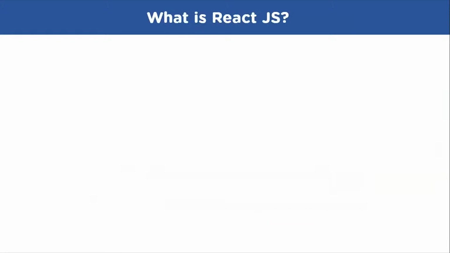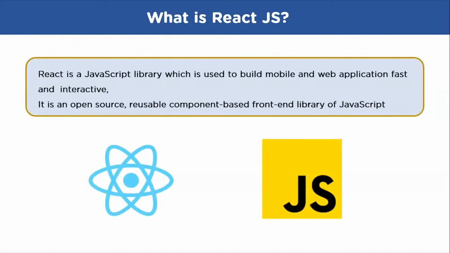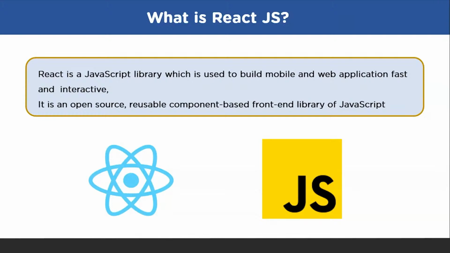Let's see what is React.js. React is a JavaScript library which is used to build mobile and web applications fast and interactive. It is an open source, reusable components-based front-end library of JavaScript. Basically, with the help of React, we can create a client-side application or user interface. It is a combination of HTML and JavaScript.